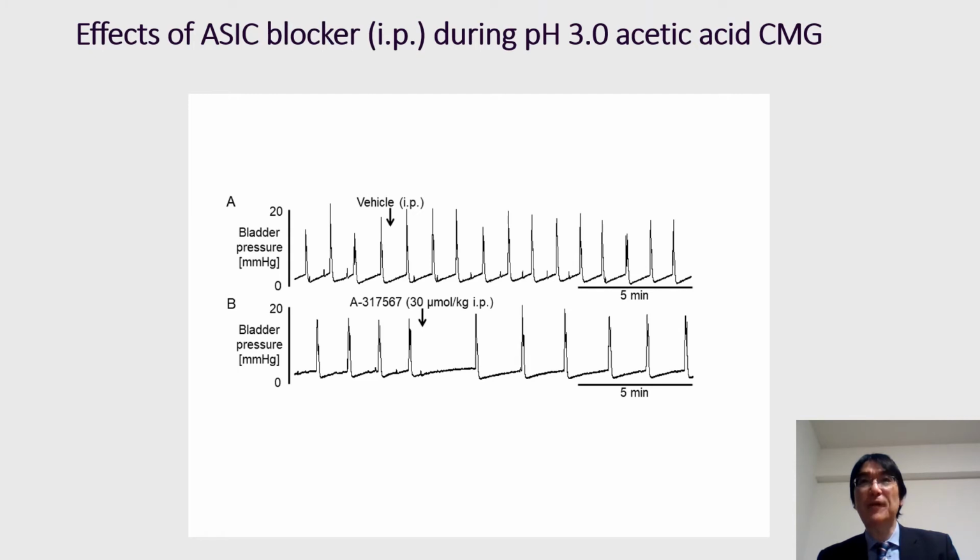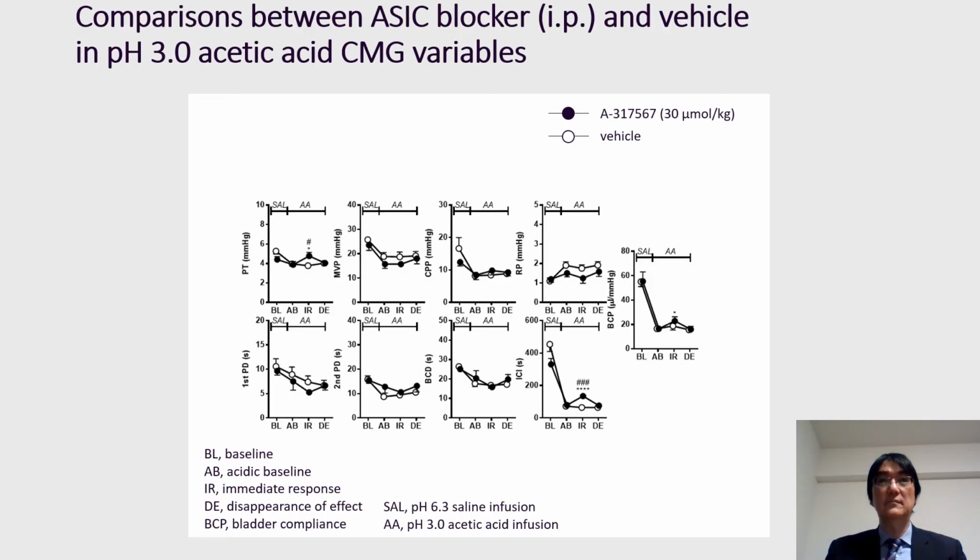The slide shows a representative picture of the effect of IP injection of the ASIC blocker or vehicle during acetic acid infusion CMG. The ASIC blocker increased ICI and PT. The increased PT was due to the increase of ICI. Compared with vehicle, the ASIC blocker increased ICI and PT.